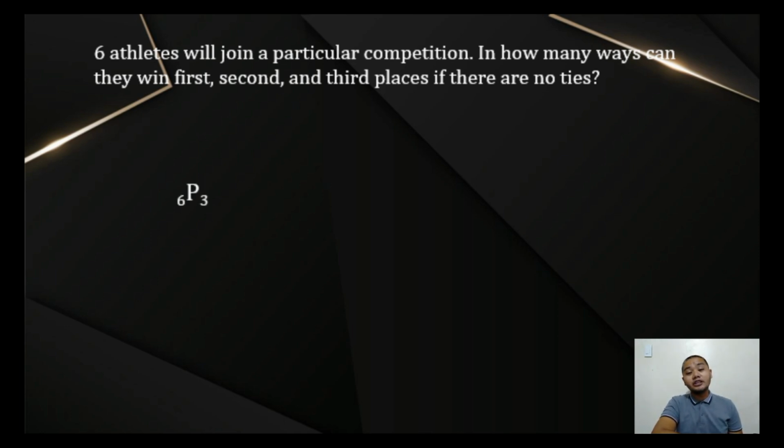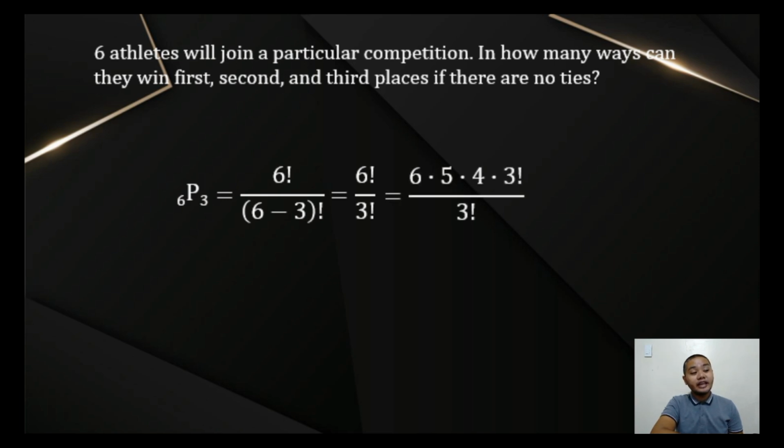Permutation of 6 taken 3, that is equivalent to 6 factorial over the quantity of 6 minus 3 factorial. I-simplify lang natin yan. Magiging 6 factorial over 3 factorial. Simplifying that one, yung numerator natin, i-list lang natin hanggang 3 factorial para makancel na itong dalawa. May iwan dyan 6 times 5 times 4. And the answer will be 120 ways. Syempre, meron din another way para isolve ito, yung mas madali.